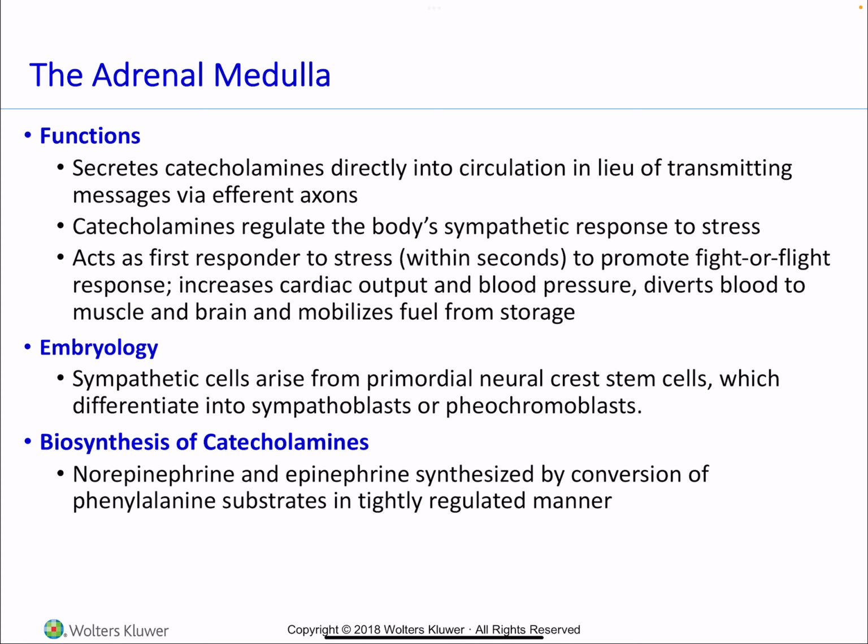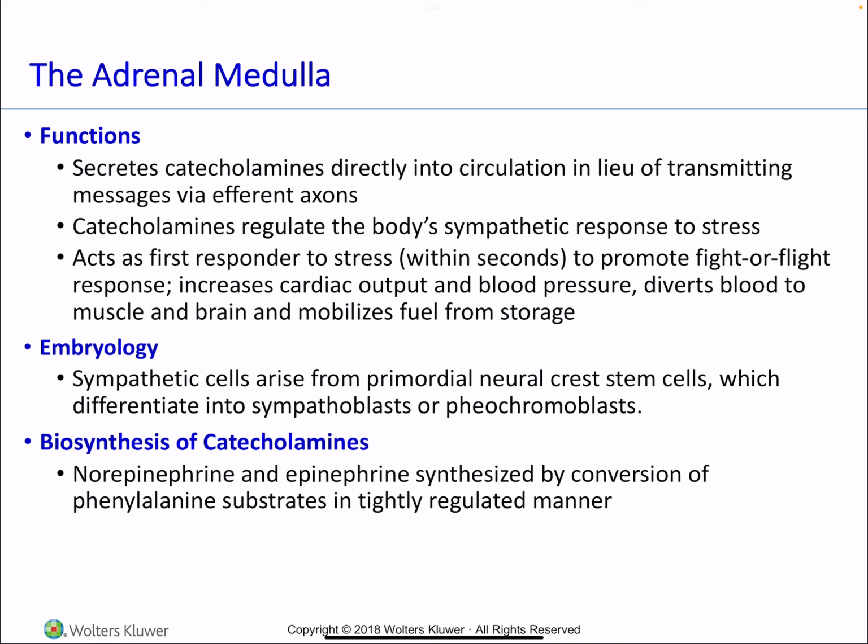Okay, so the adrenal medulla is the inner part of the adrenal glands, and it secretes catecholamines directly into the circulation in lieu of transmitting messages via afferent axons. Catecholamines regulate the body's sympathetic response to stress and act as the first responder to stress within seconds to promote that fight or flight response. It also increases cardiac output and blood pressure, diverts blood to the muscle and the brain, and mobilizes fuel from storage.